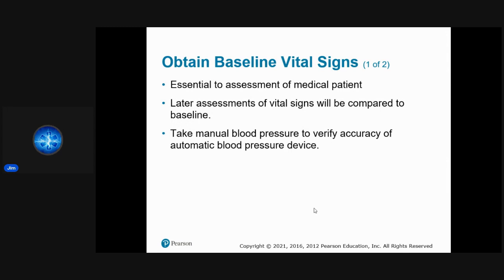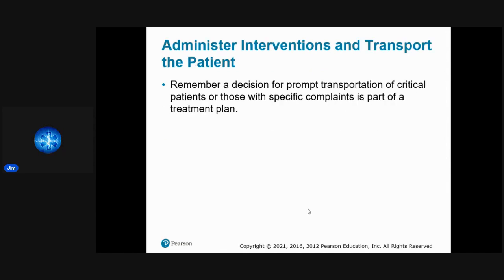Obtaining baseline vitals, essential to assessing the medical patient. And when we take further vitals or reassess, that'll give us the ability to compare or trend our patient. And we're going to take a manual pressure to verify the accuracy of an automatic blood pressure device, right? We always teach that your first set of vitals, you take a manual blood pressure, then you use your automatic blood pressure later and you compare that. Remember, the decision for prompt transport of critical patients or those with specific complaints is part of your treatment plan. So if they're critical, we're not going to mess around. We're going to go ahead and get going. We can do the secondary assessment en route.